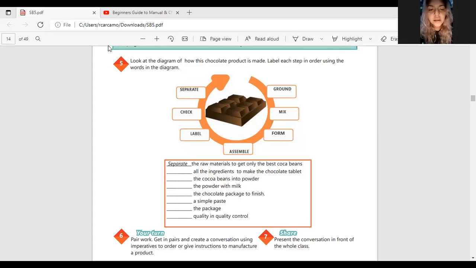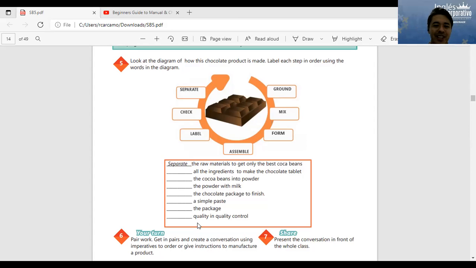Let's see. Grisel. Label a simple paste. No. Not label. Something else. Simple paste. Form a simple paste. Form. Uh-huh. Form a simple paste. Right. Very good. Next one. Label the package. Exactly. Here's where we use label, right? Etiquetar, label, label the package. Very good. And the last one, quality and quality control. Check. Check, exactly. Check quality and quality control. So there you go. Check was repeated twice, right? We use check for number two and for the last one.